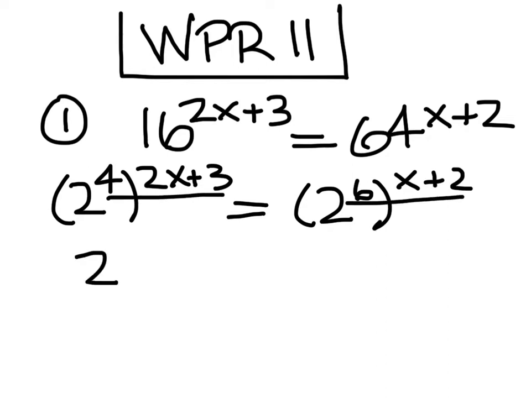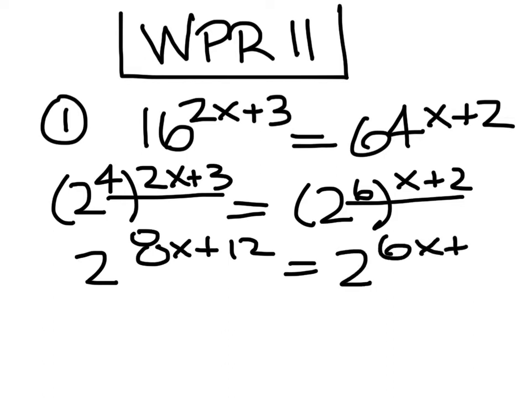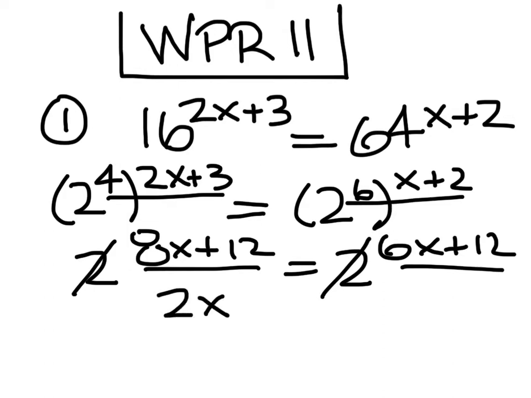So this would become 2 to the power of 8x plus 12 equals 2 to the power of 6x plus 12. Well, the only way that the two sides of this equation can be equal is if these exponents are the same, since the bases are the same. So I'm allowed to omit those bases and solve the equation 8x plus 12 equals 6x plus 12. If I subtract 6x from both sides and subtract 12 from both sides and divide by 2, I would get 0, which is a strange answer, but it is correct.